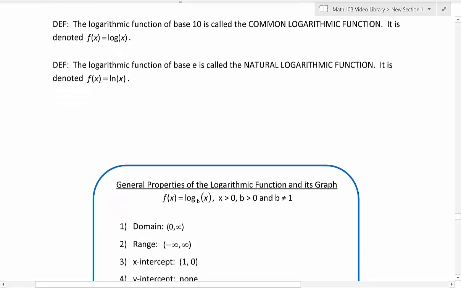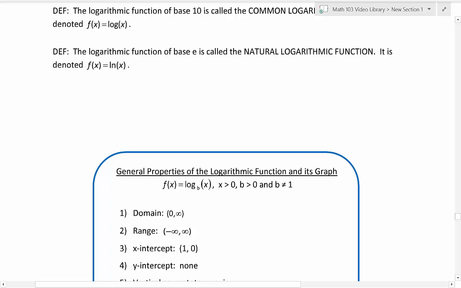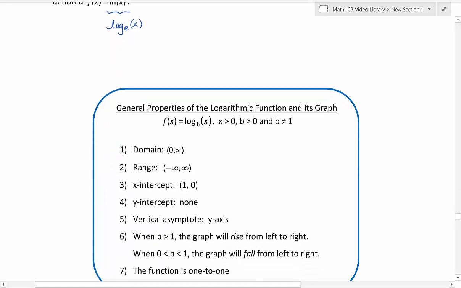Our other special one is a logarithmic function of base e. This is called the natural logarithmic function, and it's denoted f of x equals ln of x. So this ln of x is the same as log base e of x. And remember that e is 2.72. You have both a log button and an ln button on your calculator. These are the ones that are most common, so these are the 2 log functions that most calculators can do.